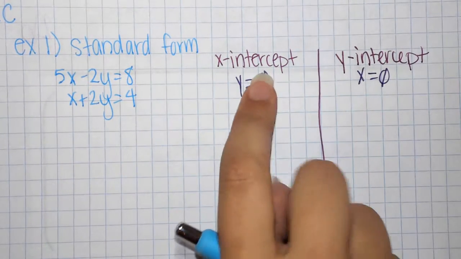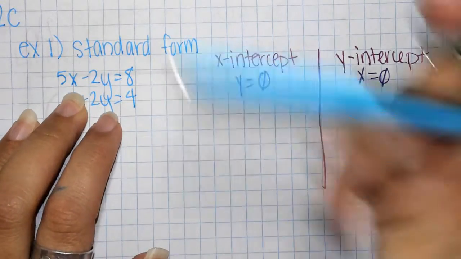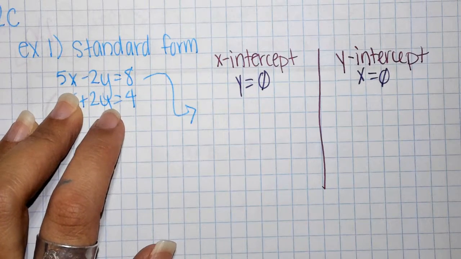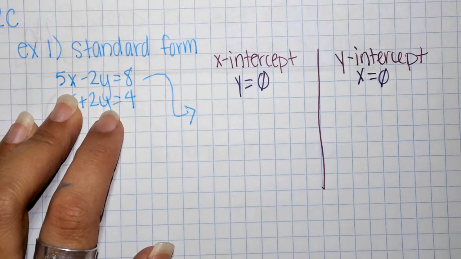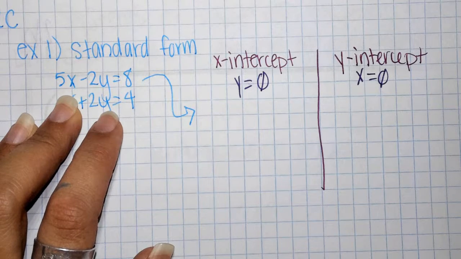Alright, so we're going to start by looking at our x-intercept. And when we find this, we let y equal 0. So we're going to use our first equation. Is everybody ready? Are we sure?